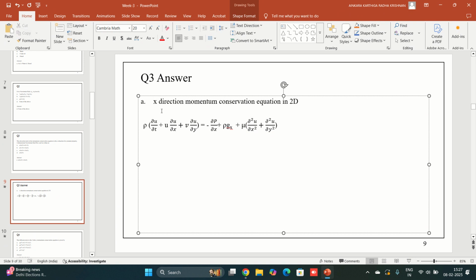So x direction momentum conservation equation in the 2-dimensional would look something like this: rho into dou u by dou t plus u into dou u by dou x plus v into dou u by dou y equal to minus dou p by dou x plus rho g x plus mu into dou square u by dou x square plus dou square u by dou y square. So if we are talking about advective term here, this is the advective term.